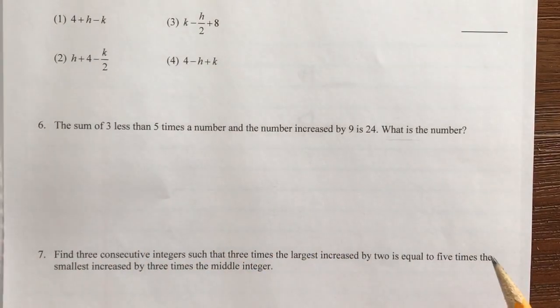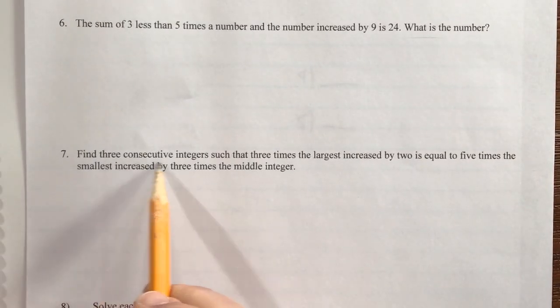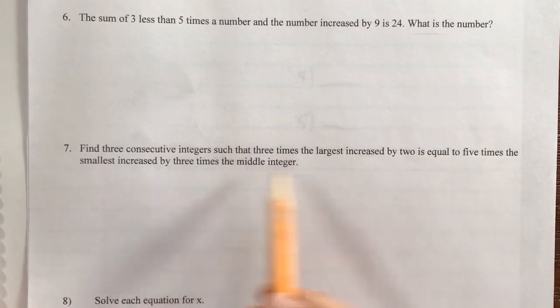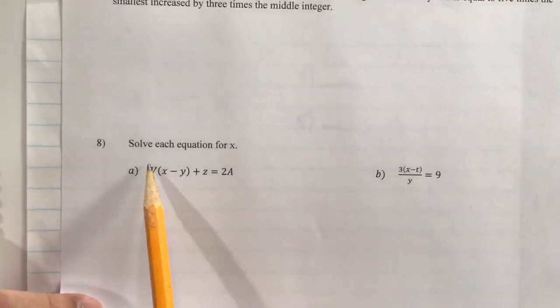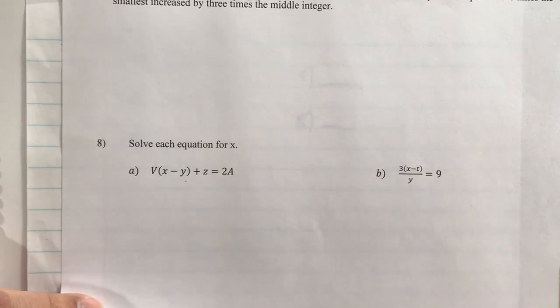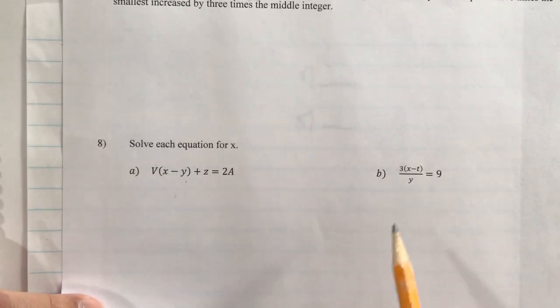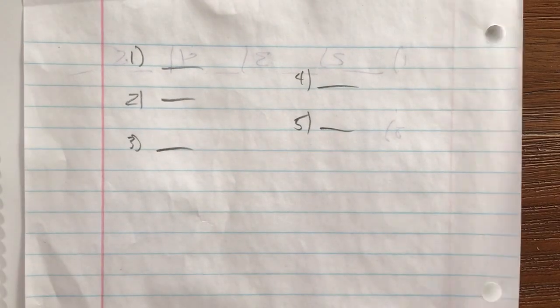And then you're going to have number 6, translate that, try to solve it. Number 7, there's 3 consecutive integers. That's like the sisters. And number 8, we got a couple of those literal equations. You're going to solve those, recopy them, and solve them, show us the work, take a picture of it, and send it to us. All right.